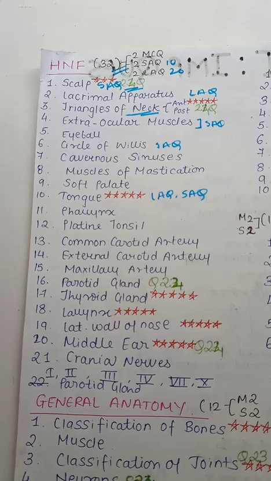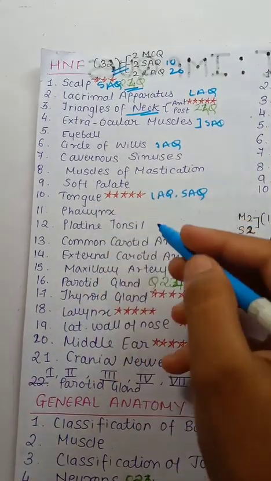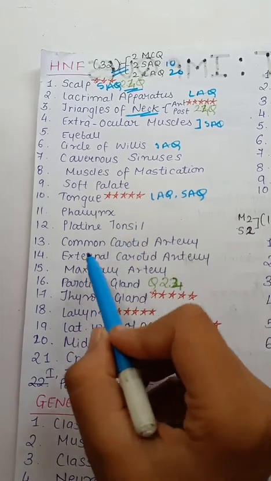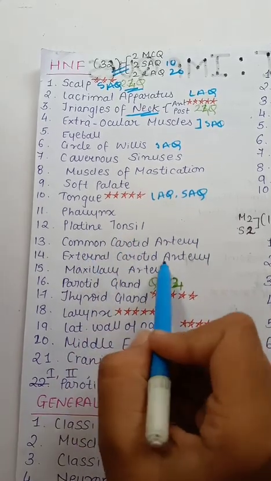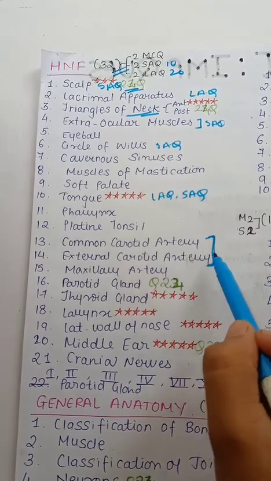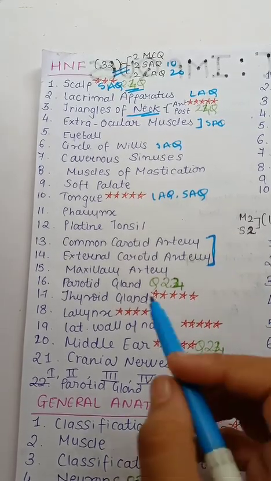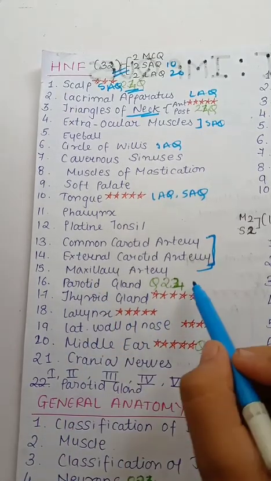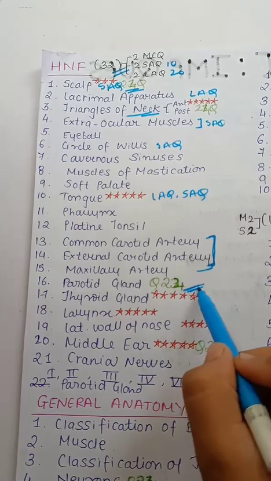So it is very much important. I have also star marked 5-star question it is. Then pharynx, palatal tonsil, common carotid artery, external carotid artery. These arteries from the head neck are important. Then maxillary artery is also important. Then parotid gland, and this question was asked in 2024.